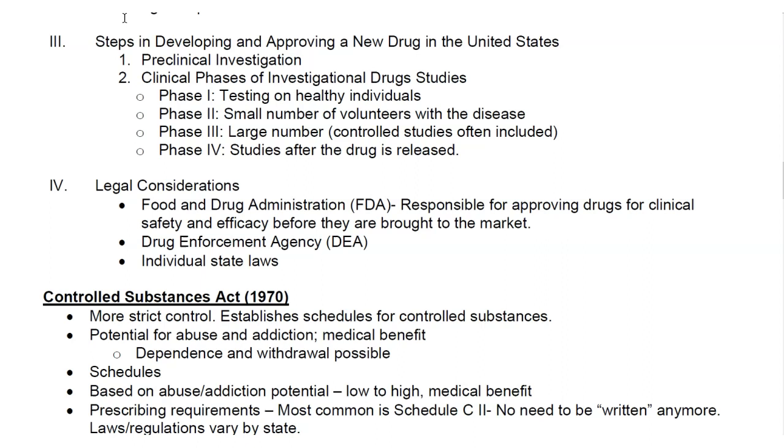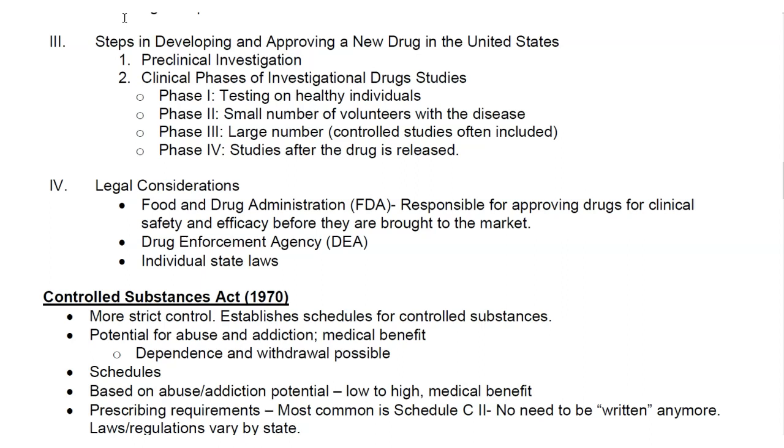Some organizations that you have to know are the FDA and the DEA. The FDA is the Food and Drug Administration. They are responsible for approving drugs for clinical safety and efficacy before they are brought to the market. They are the ones controlling what drugs are okay to release to the public.